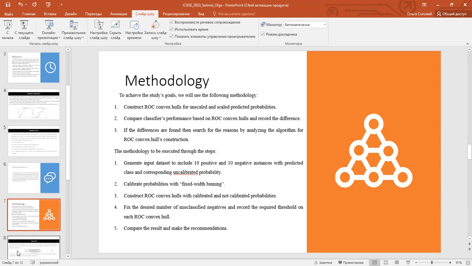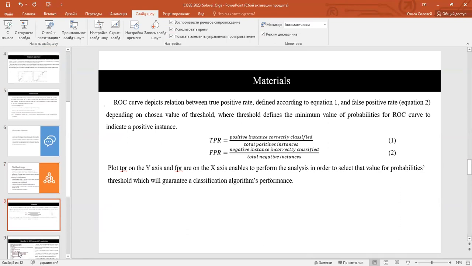Our methodology used in the research is the following: construct ROC convex hulls for unscaled and scaled predicted probabilities. Compare classifiers' performance based on ROC curve analysis and record the differences. If differences are found, then research the reason by analyzing the algorithm for ROC convex hull construction. And the materials we are going to use for experiments are the following.